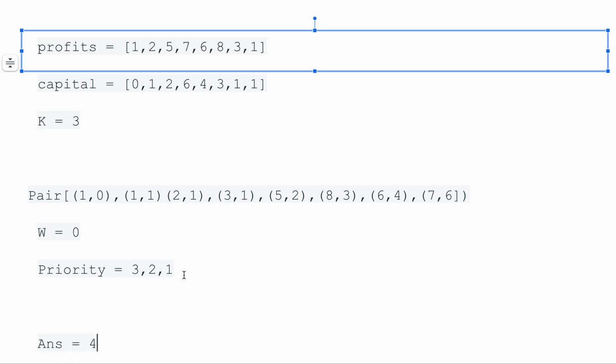Now that we have 4, we will be removing this and we will be adding 5, 8 and 6. But 8 will be at the top, 6 will be next, then 5. This order won't be maintained exactly. This 5 and 6 can be exchanged, but 8 will always be at the top. So our new answer will be 12. So finally we will return this.